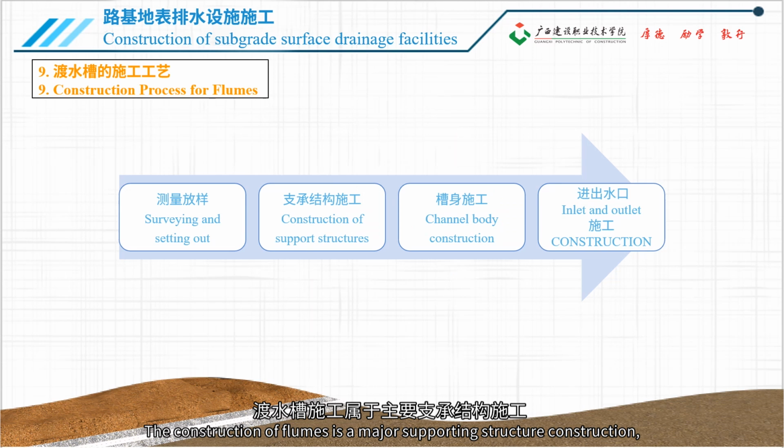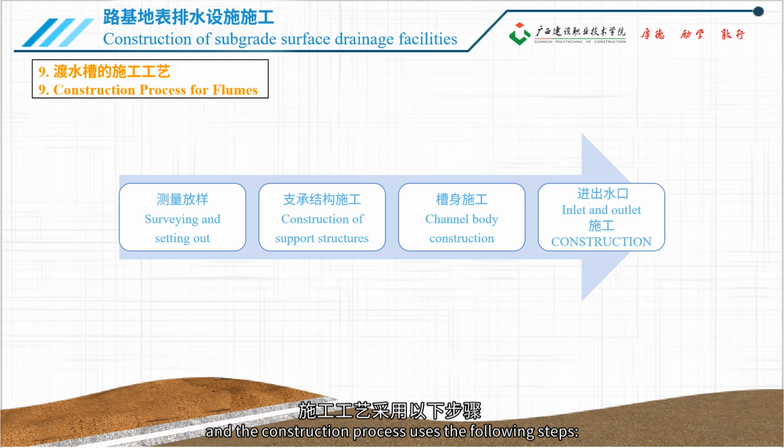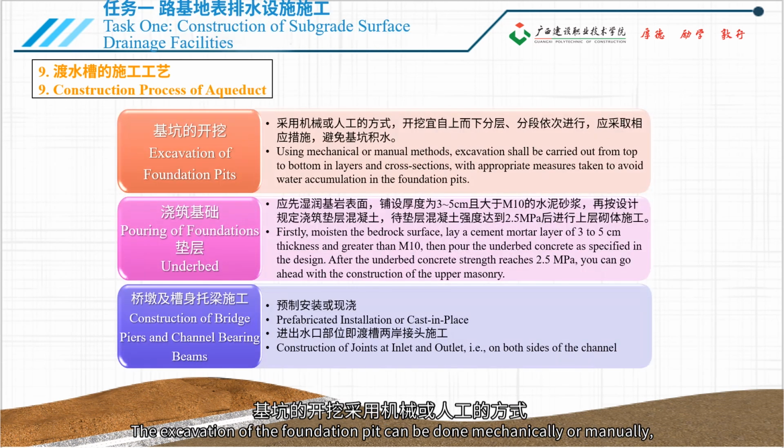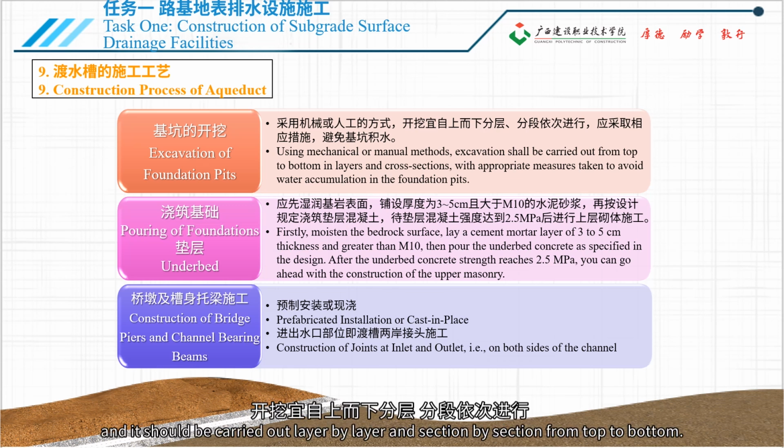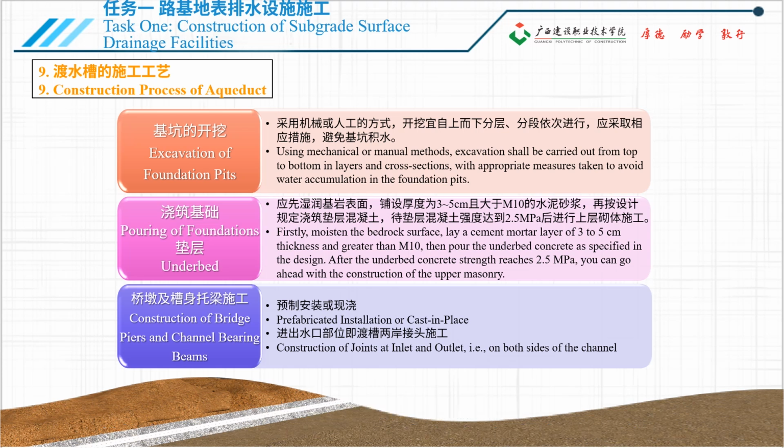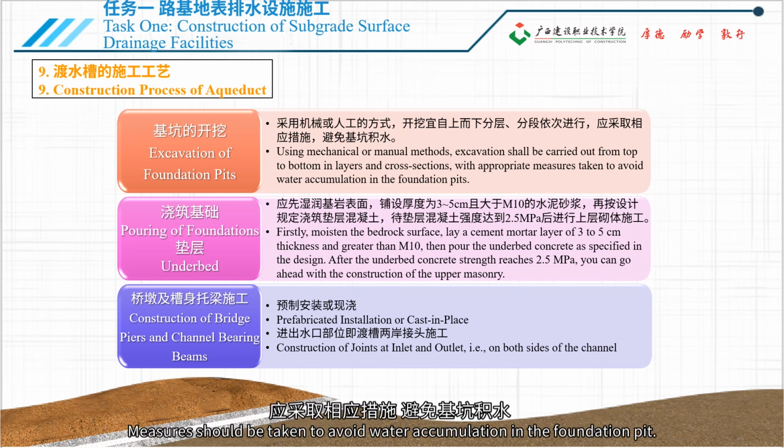The construction of flumes is a major supporting structure construction, and the construction process uses the following steps: survey and setting out, supporting structure construction, channel construction, and inlet and outlet construction. The excavation of the foundation pit can be done mechanically or manually, and it should be carried out layer by layer and section by section from top to bottom. Measures should be taken to avoid water accumulation in the foundation pit.